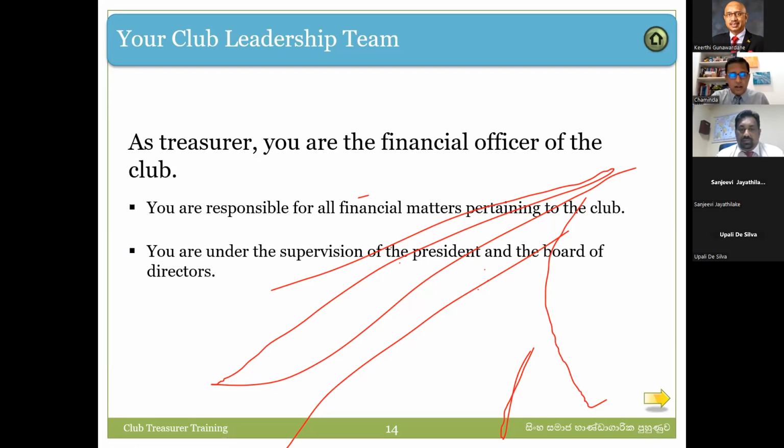The treasurer cannot go beyond their decision. So remember that well. President and board of directors, they supervise you. Right? They supervise you.